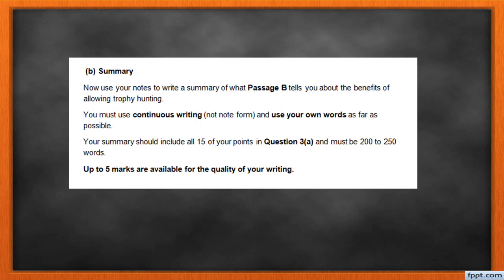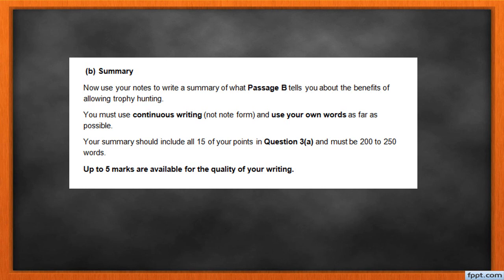Then you've got the second part of it, which is the summary, and this is the place where you get your 5 marks for the quality of your writing, and it'll tell you, use your notes to write a summary of what passage B tells you about the benefits of allowing trophy hunting. So this is the bit now where you're telling your friend everything you've read about it, and in this bit you need to use continuous writing because you're being marked for the actual writing skills, not note form. And it does tell you to use your own words as far as possible.